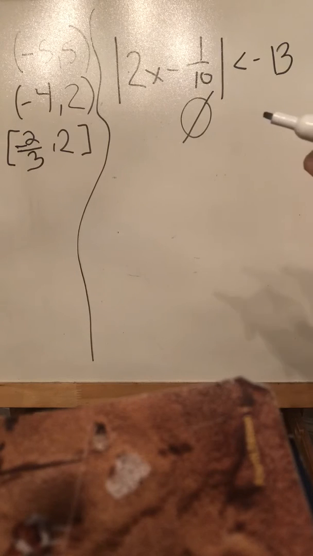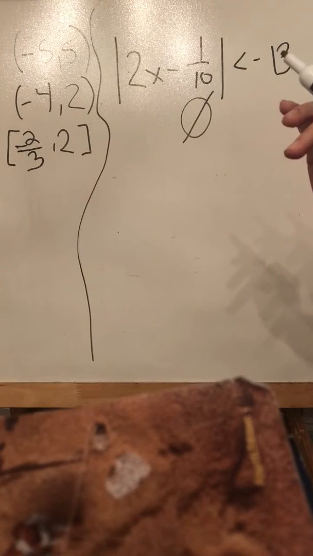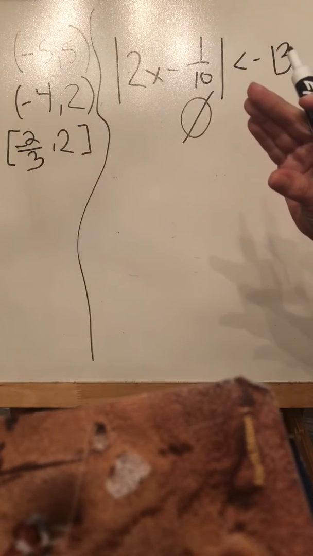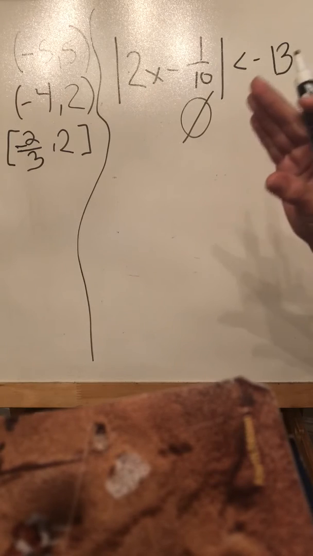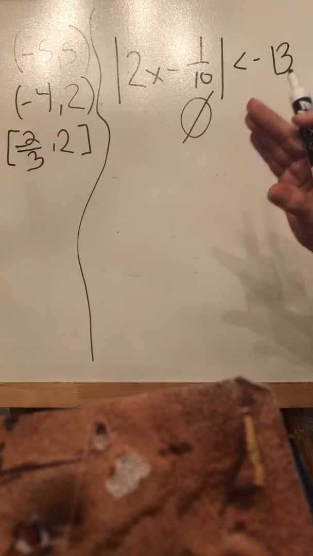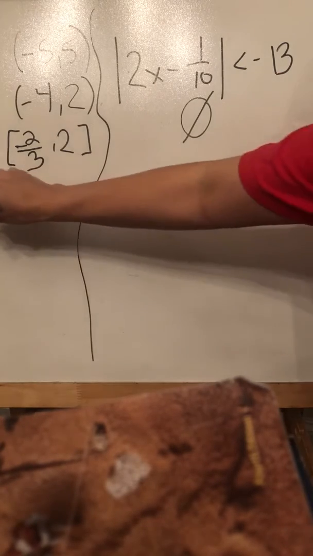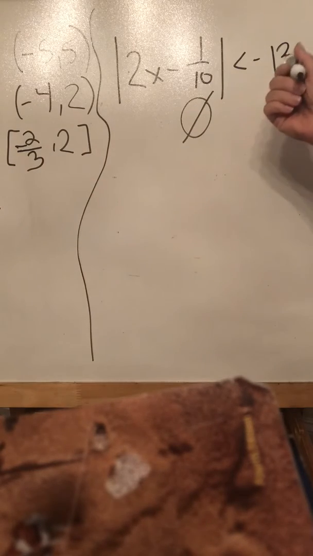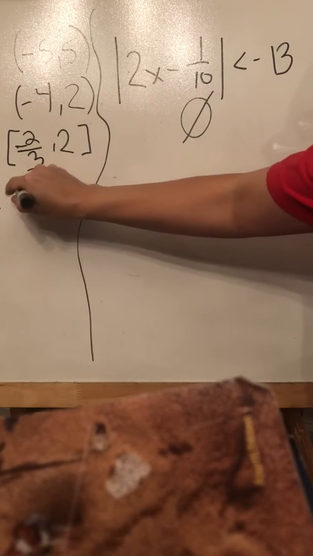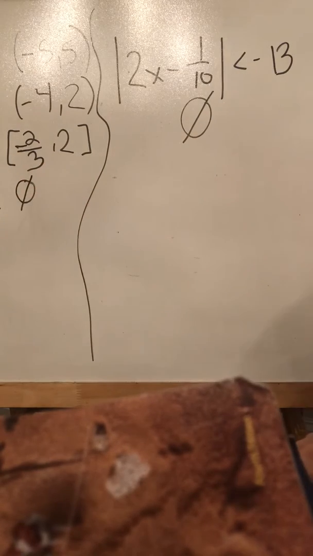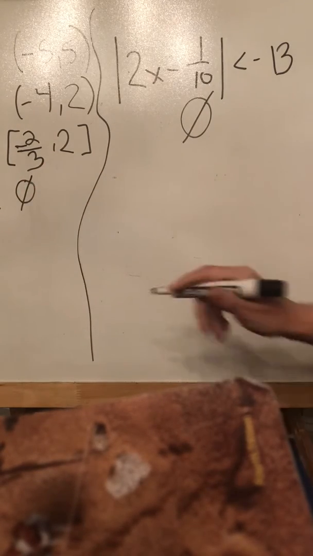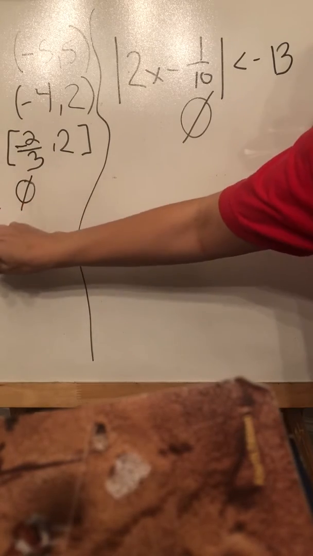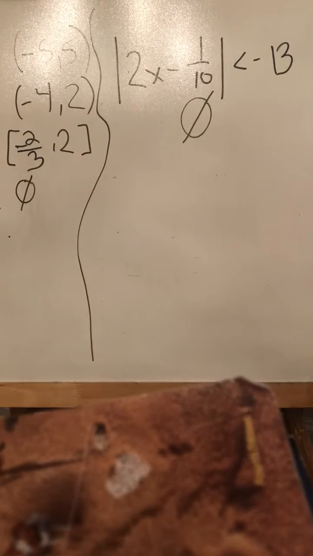So go ahead and look at practice 4 in your book, and you don't need to press pause, just look at it. Practice 4 says the absolute value of 3x plus 5/8 is less than negative 4. So guess what? It has a negative value for your inequality. So number 4 is going to be no solution also. Okay, so let's move on to number 5.